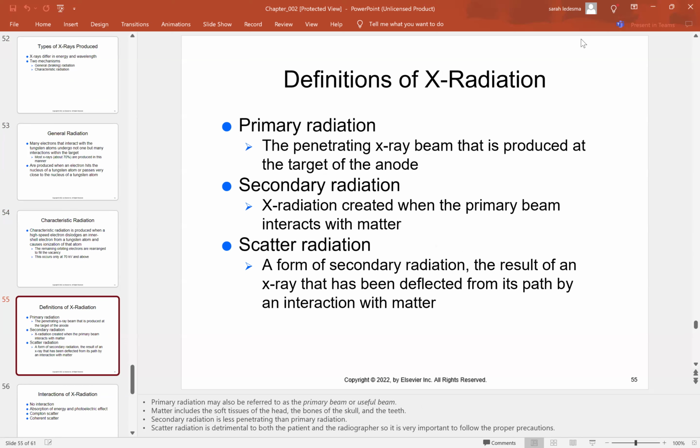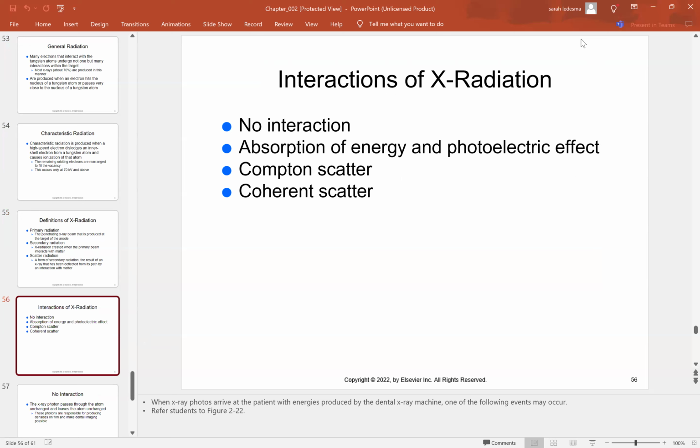Definitions of X radiation. Primary radiation, the penetrating X-ray beam that is produced at the target of the anode. Secondary radiation, X radiation created when the primary beam interacts with matter. And scatter radiation, a form of secondary radiation that is the result of an X-ray that has been deflected from its path by an interaction with matter. Interactions of X radiation could include no interaction, absorption of energy and photoelectric effect, Compton scatter, and coherent scatter.